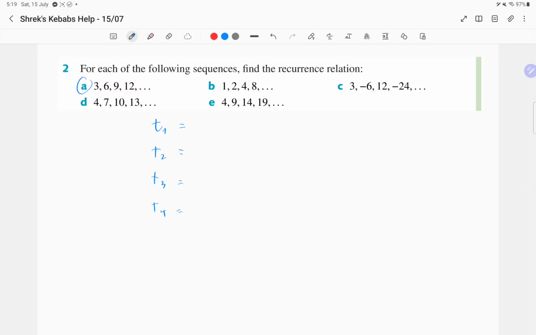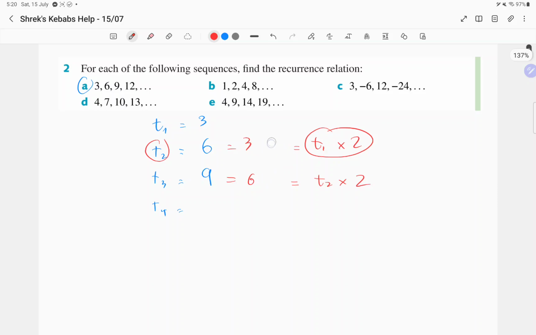So let's say for question A, for example, t1 is 3, t2 is 6, and t3 is 9. Now let's see what the difference is. Well, if we write 6 as 3 times 2, which is t1 times 2, let's see if this pattern will hold. If term 2 is the first term times 2, then term 3 is supposed to be the second term times 2. So that would be 6 times 2, but that's not equal to 9. So the idea here is not times by 2.